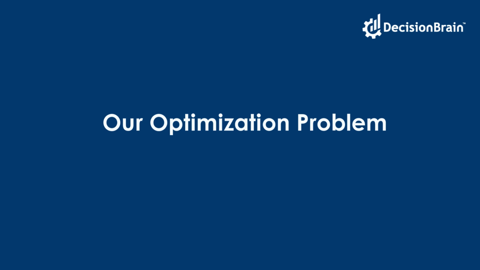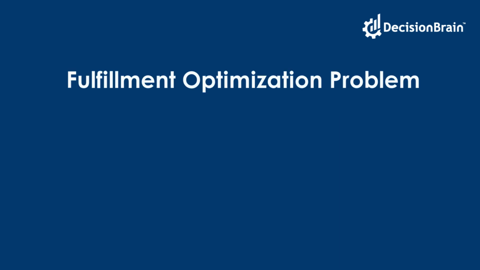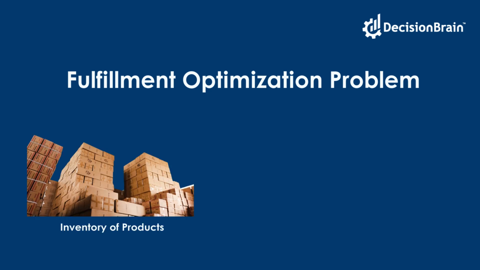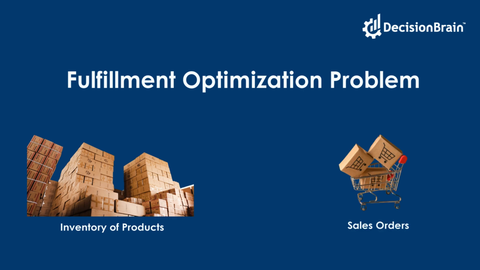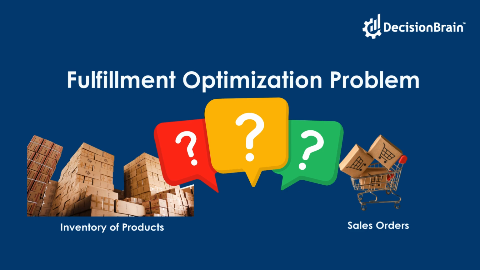The problem we'll address in this tutorial is known as a fulfillment optimization problem. On one side, you have an inventory of products, each with a specific stock quantity. On the other side, you have a list of sales orders, each requesting a given quantity of various products. How will you fulfill these orders, especially if you do not have enough inventory?